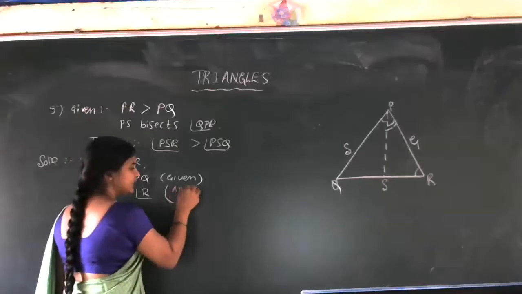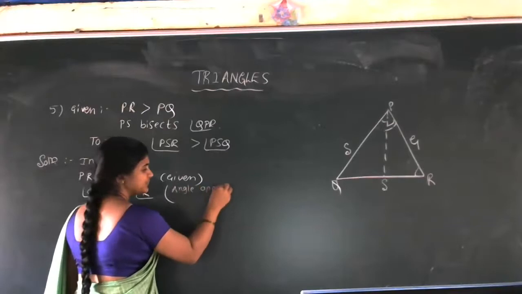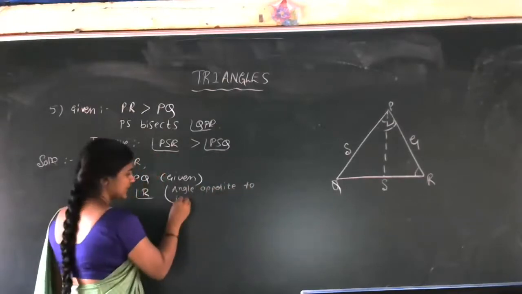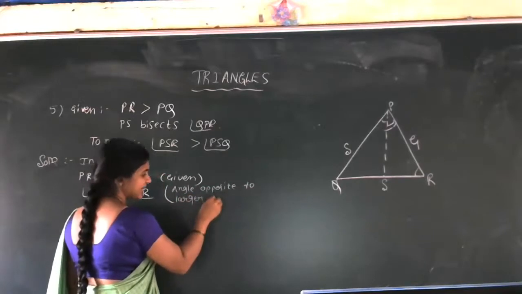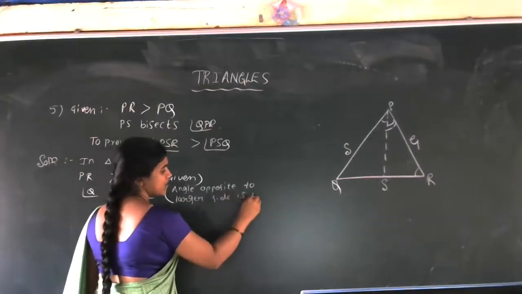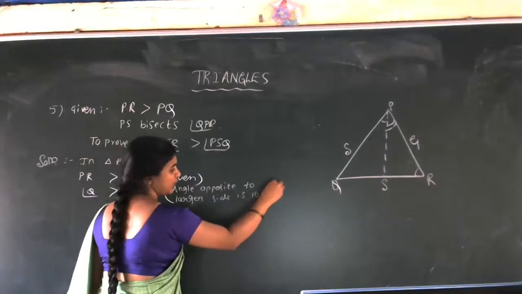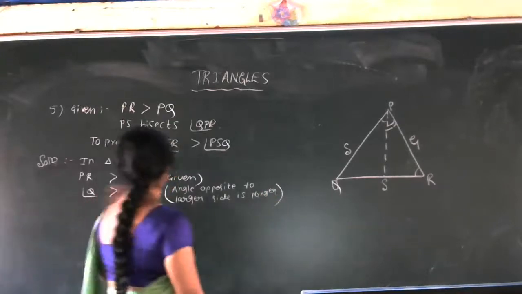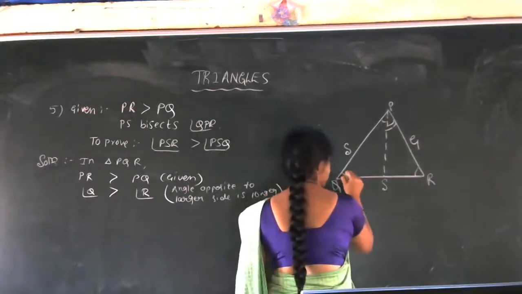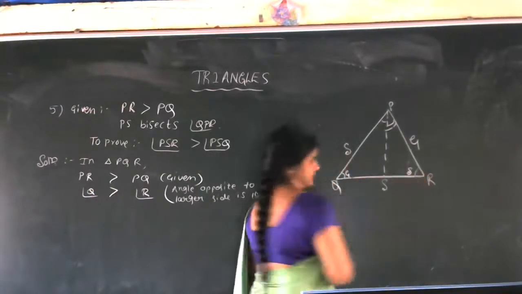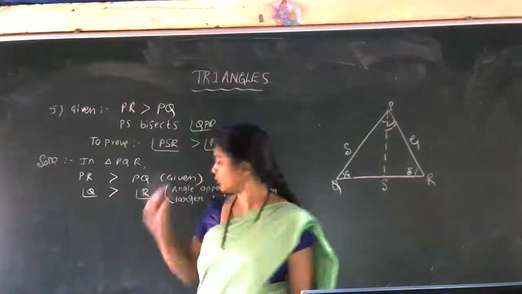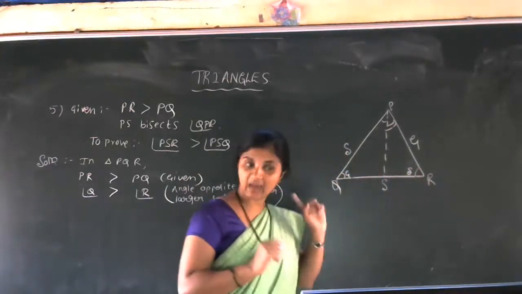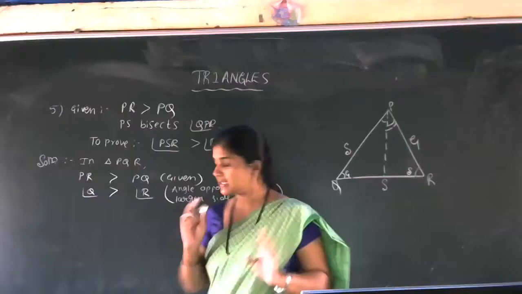Angle opposite to larger side is longer. Okay, angle opposite to larger side is longer. Now we got the result that angle Q is greater, so this one is greater, this one is small. Correct, no? Angle Q is greater than angle R. Angle R is smaller.